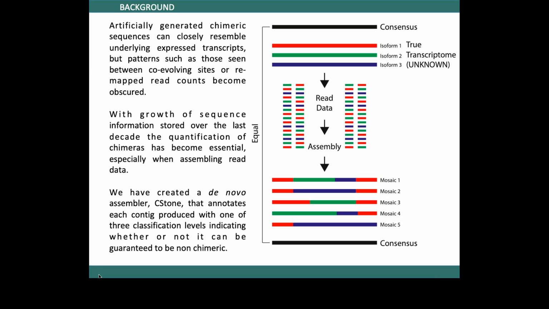Although artificially generated chimeric sequences can closely resemble expressed transcripts, patterns such as those between co-evolving sites and remapped read counts become obscured. This has a poorly quantified impact on downstream analysis, such as differential expression analysis. Here we present a de novo assembler that labels contig sequences produced with one of three levels that, depending on the underlying network complexity, reflects the level of expected chimerism within the data.